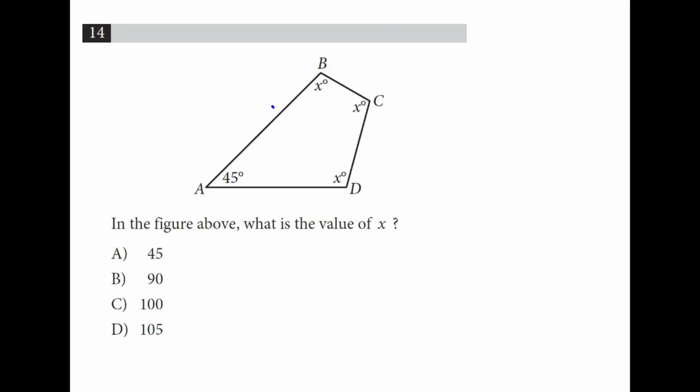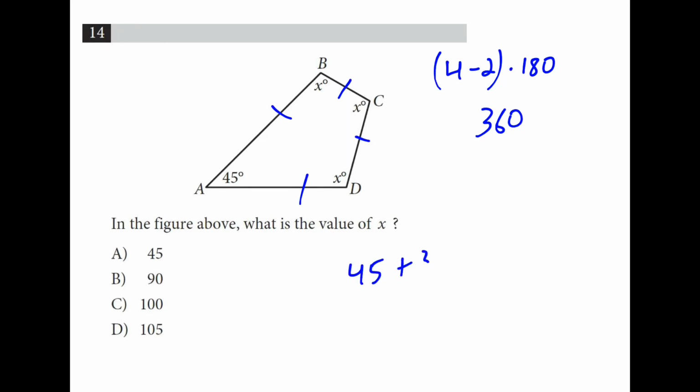This is a polygon with 1, 2, 3, 4 sides. If we use our formula, we figure out the interior sum is 360 degrees. So 45 plus 3x, because x shows up 3 times, is equal to 360 degrees, which means 3x is equal to 315. So x is equal to 105, D.